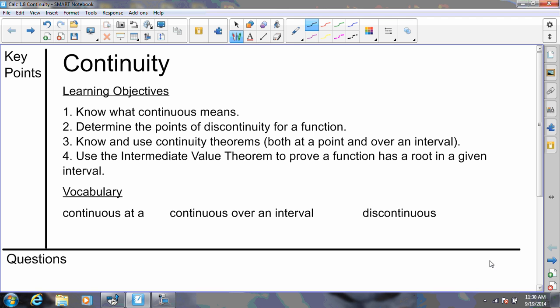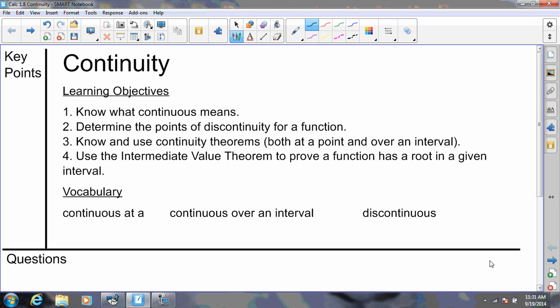Our 4 learning objectives are: 1, know what continuity is; 2, be able to figure out where a function is not continuous. Those are the points of discontinuity. 3, be able to know and use continuity theorems. That's very similar to number 2, with figuring out where things don't work, where they're not continuous. And number 4, use the intermediate value theorem to prove a function has a root, also called a 0, in a given interval.